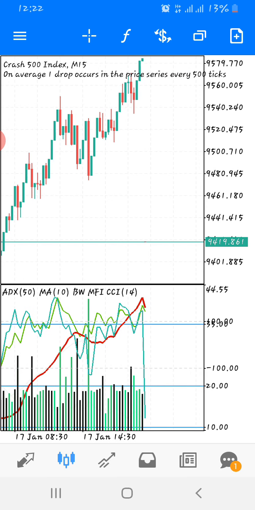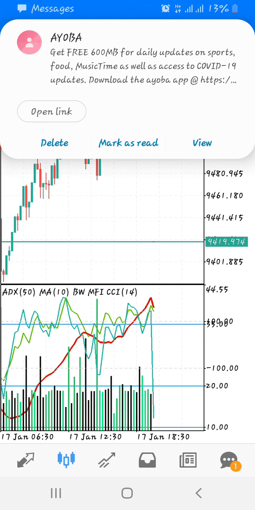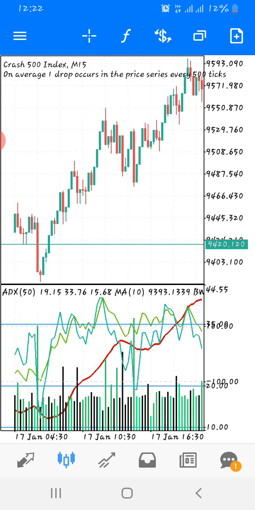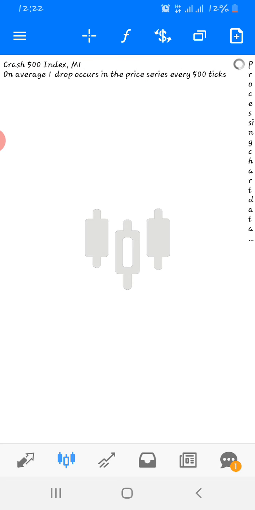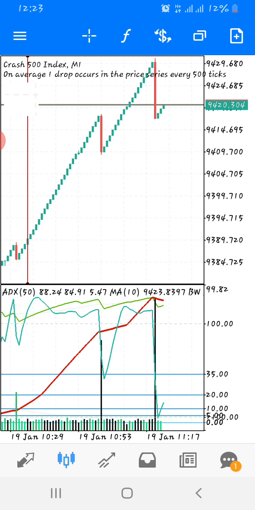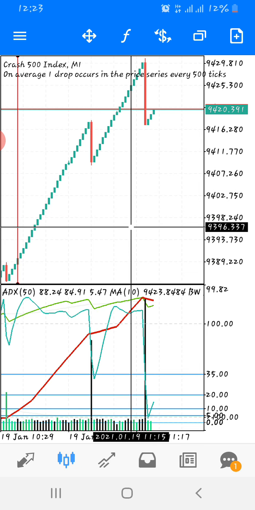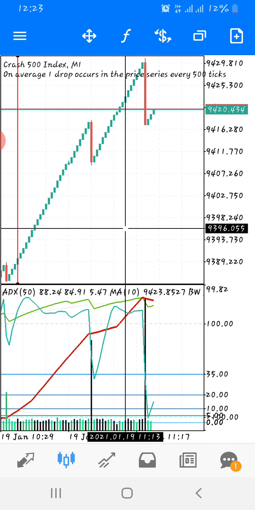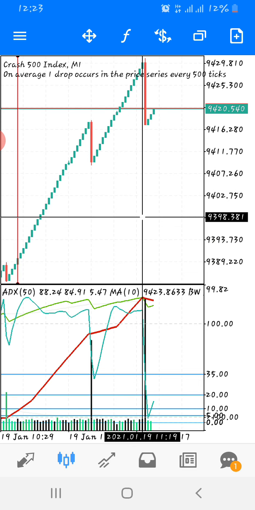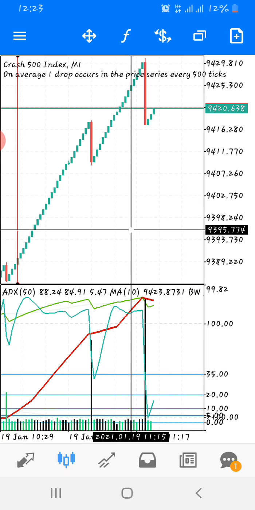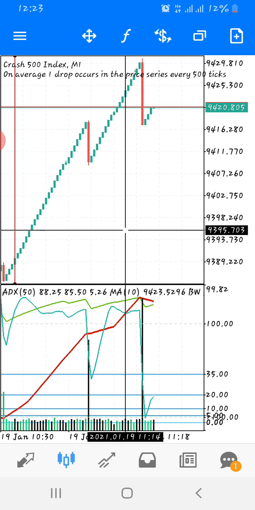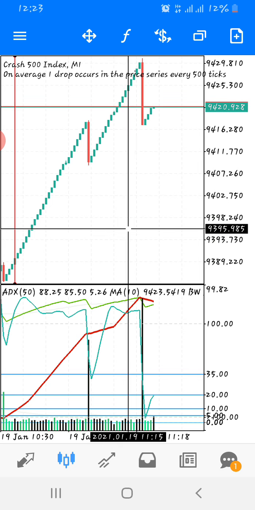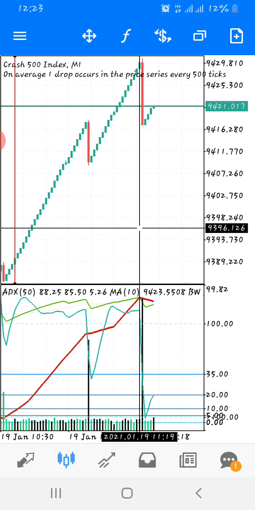So this is Crash 500, guys. What is Crash 500 indicating on the 15 minute time frame? Let's first check out the 1 minute time frame. You see, guys, it spiked because this red moving average crossed above. I told you, I normally set my stop loss 12 candles after my entry. Like here, the red moving average crossed above, and then I placed my stop loss 12 candles above. You see, it did 1, 2, 3, 4, 5 candles before it spiked, guys.